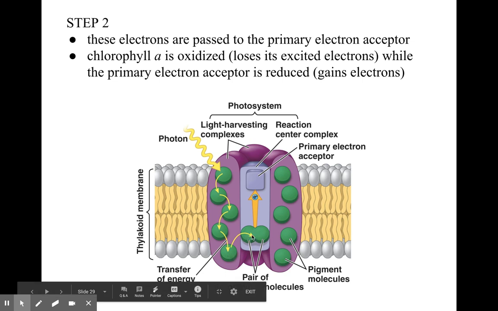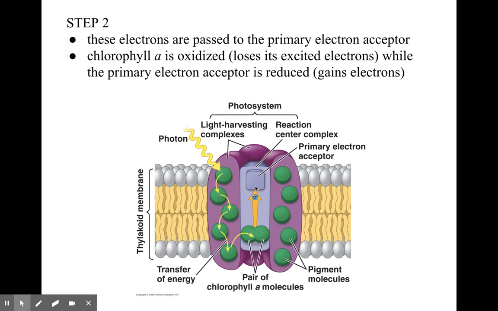That chlorophyll A on this side gives off one electron up to the primary electron acceptor. The primary electron acceptor is just a chemical that steals the electron. It's an electron stealer. That's the way you want to think about it. So it takes it away from the chlorophyll A.